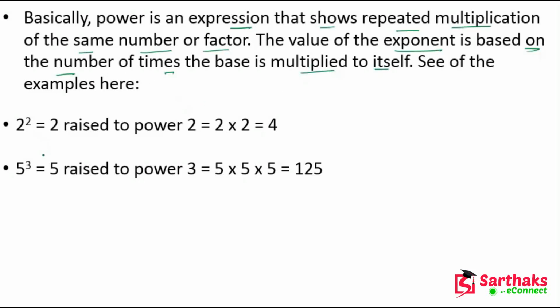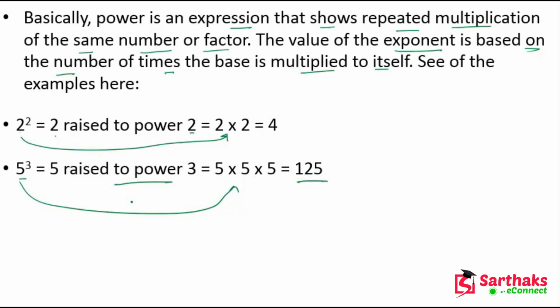If you see the example here, you can see that here is 2 raised to power 2. 2 square, so we can read it as 2 raised to power 2, and we can write it as 2 into 2 is equal to 4. Now here is 5 cube, so we can read it as 5 raised to power 3, and we can write it as 5 into 5 into 5. So this is equal to 125. I hope you understand these things.